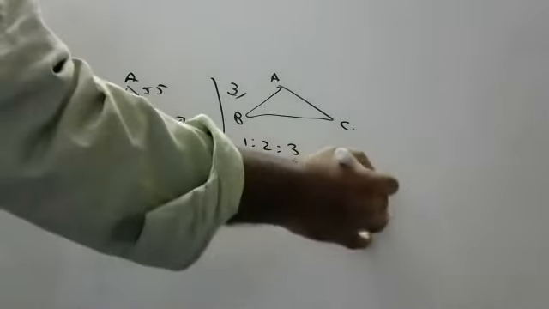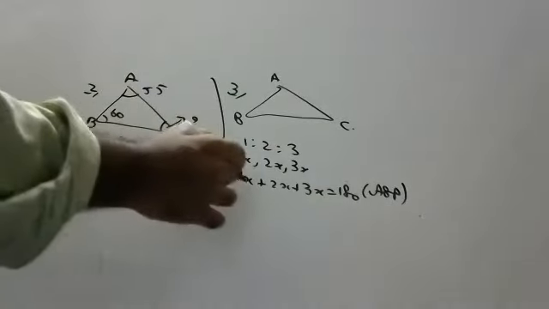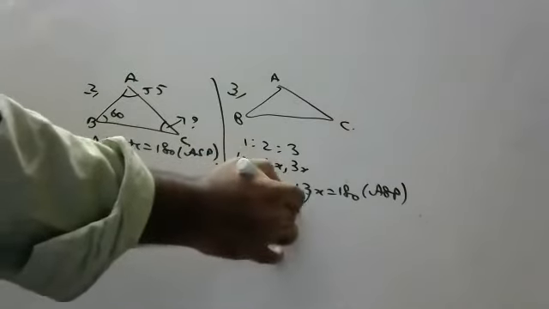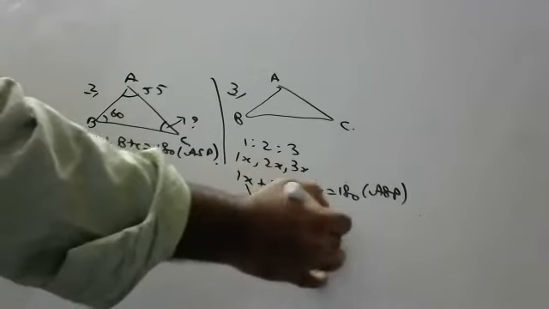Yes or no? Yes, sir. Why? Angle sum property. Okay, so 6x is equal to 180. So x is equal to how much, children? 180 by 6. That is 30 degrees.